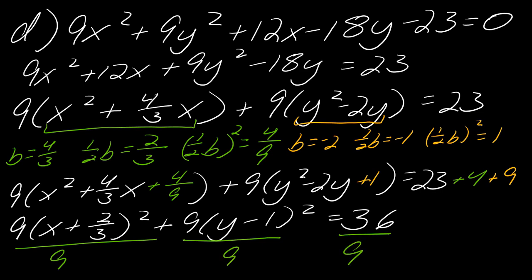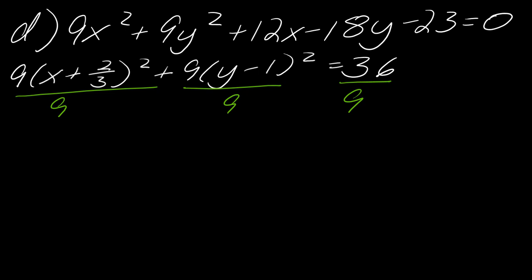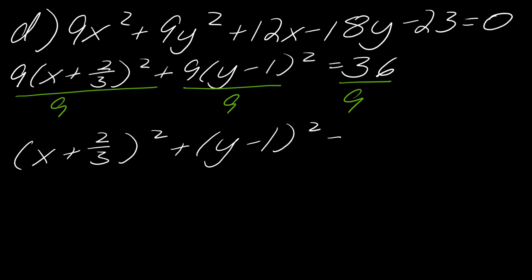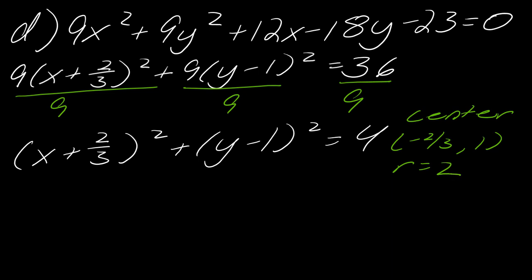Okay, cool. So let me clear some space. So this will simplify, oops, let me write in the right color. It simplifies to x plus 2/3 squared plus y minus 1 squared equals 4. So my center is negative 2/3, 1, and my radius is 2.